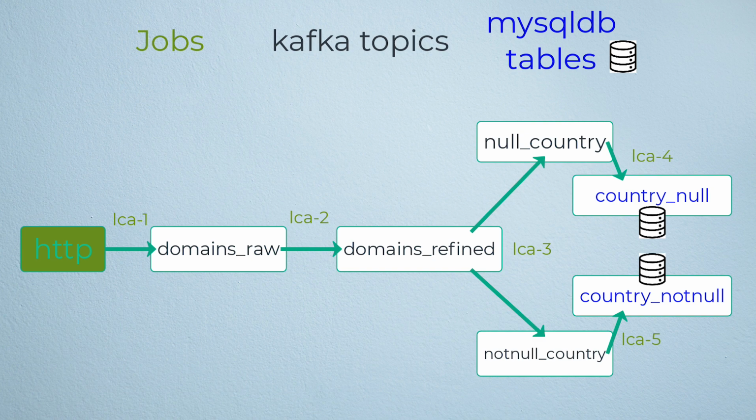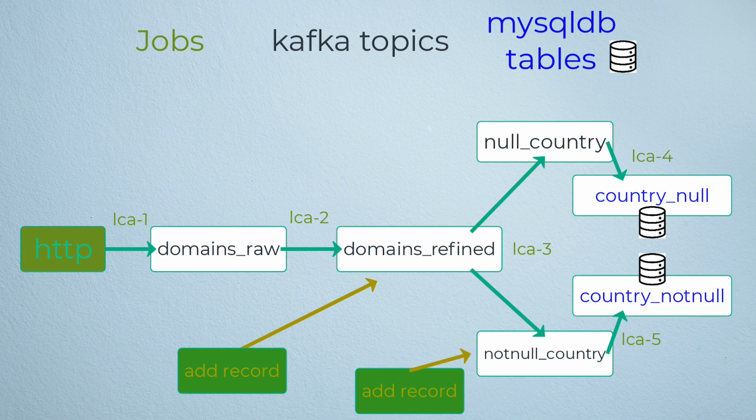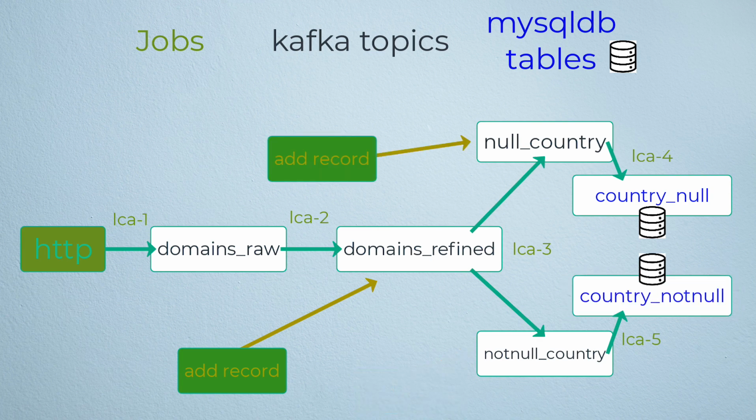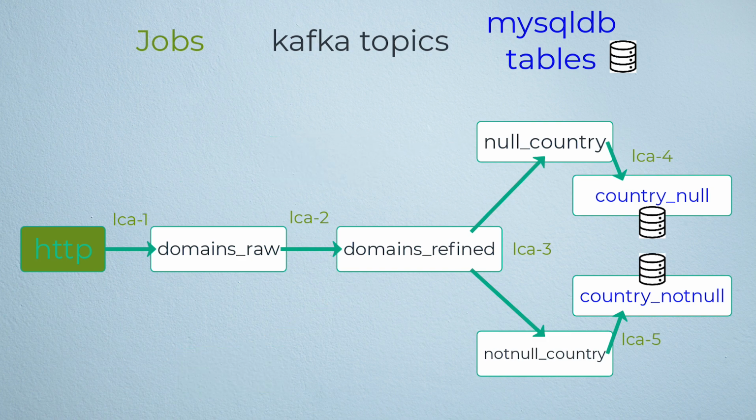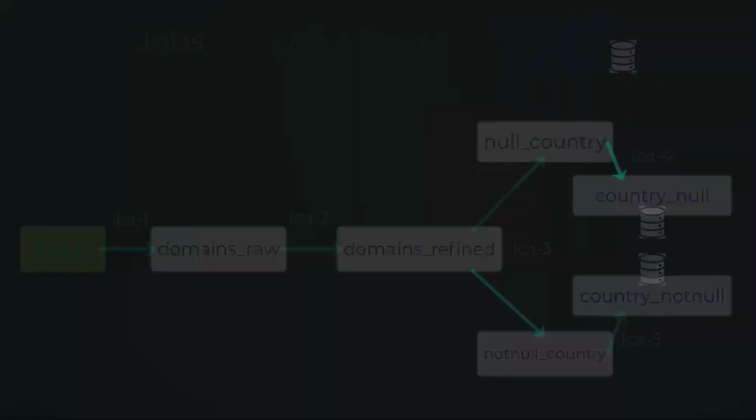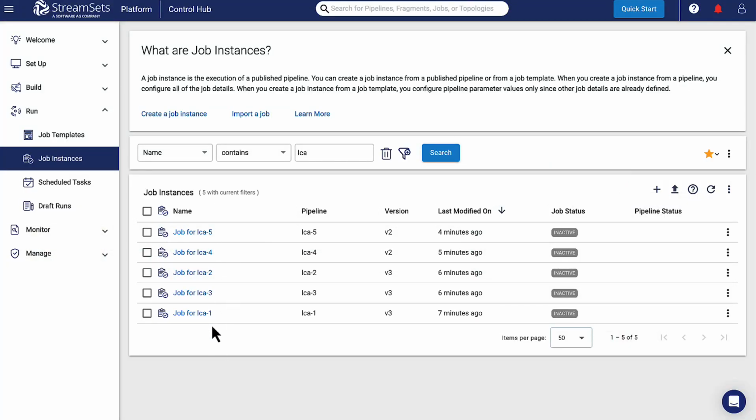The LCA1 job stops automatically because of the type of origin, but whilst the others are running, we will send an extra record to the domain's refined topic. This will automatically be processed by the other jobs, and then that record will end up correctly in the relevant table. We'll see this later. We could add records just as easily to the other topics. This has, in effect, made it easier to add data, especially from other sources, into the middle of our original tightly coupled pipeline. So here we have the 5 jobs ready to be run.